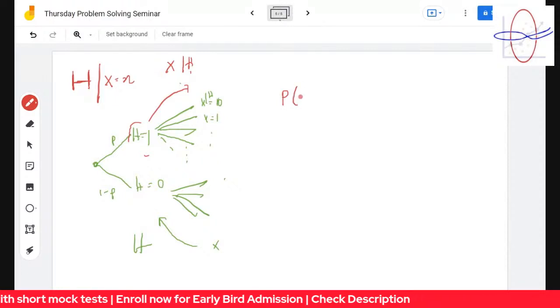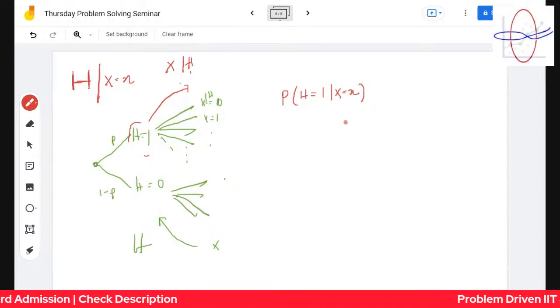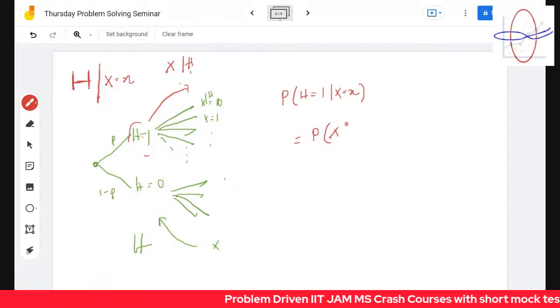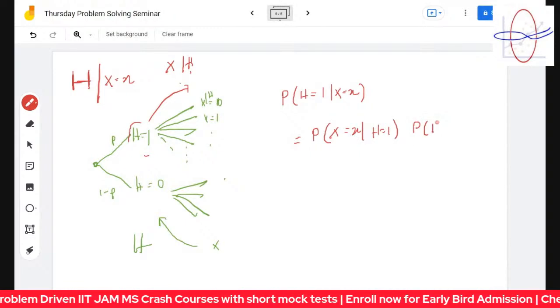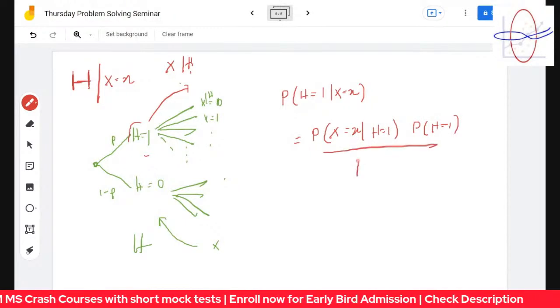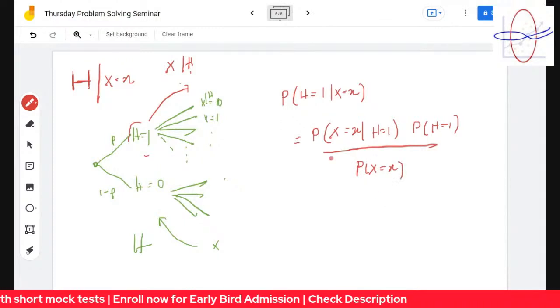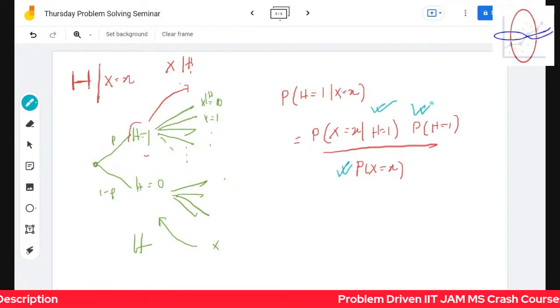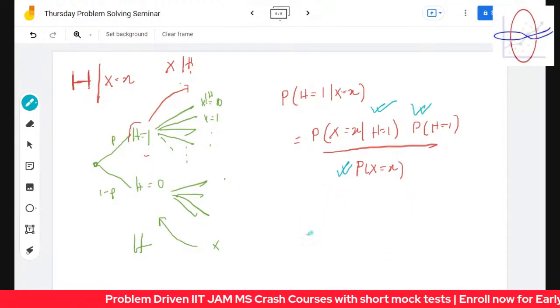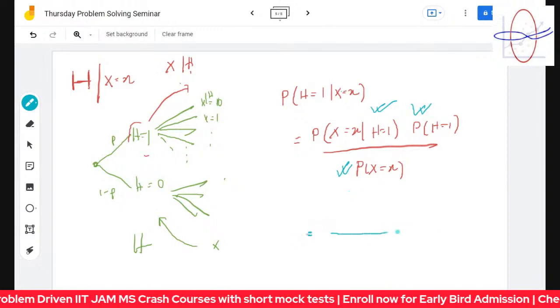So let's understand: probability h is equal to 1 given x is equal to x. We need to find this, right? How to do this? We use Bayes theorem, we just do the reverse. Probability x is equal to x given h is equal to 1, into probability h is equal to 1, divided by probability x is equal to x. That's the Bayes theorem, right? Now you know this marginal distribution. You know this one and you know this one. All the things you know, so you can find the distribution.